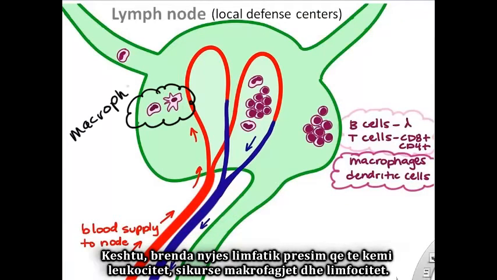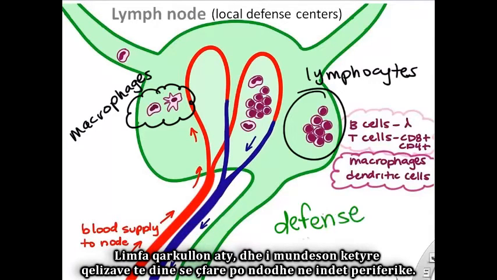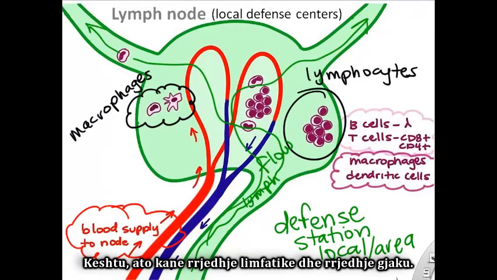So inside your lymph nodes, you expect to have leukocytes like macrophages and lymphocytes. The lymph flows in there and lets those defense cells know what's going on in your peripheral tissues. There's also a blood supply to each lymph node, so they get lymph flow as well as blood flow.